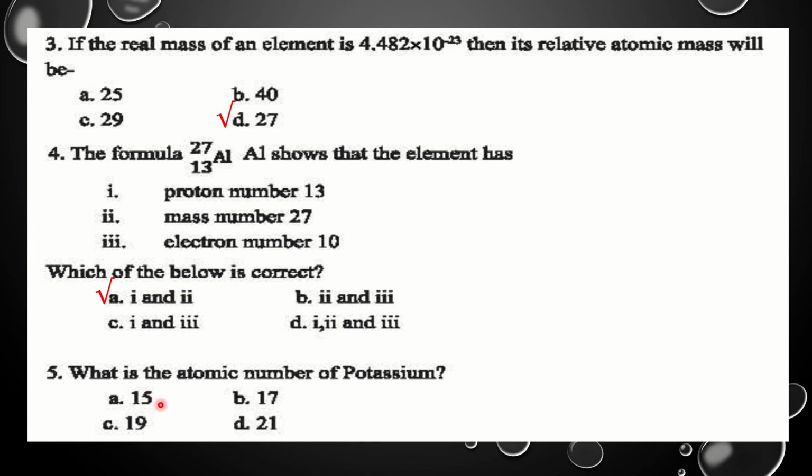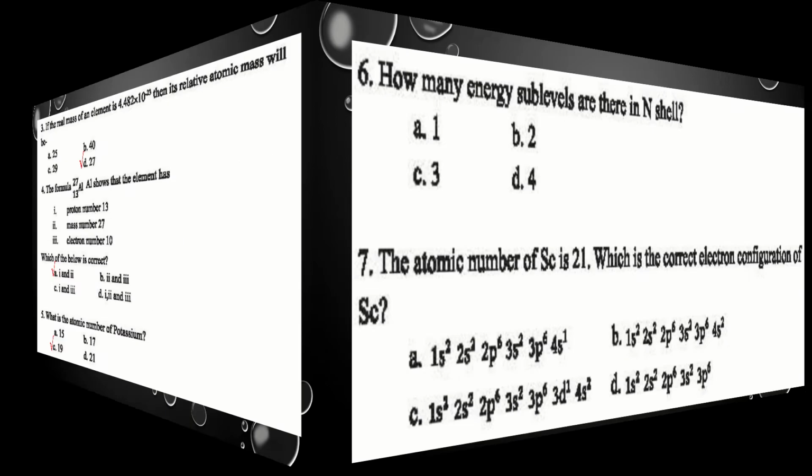Number 5 MCQ. What is the atomic number of potassium? We know the atomic number of potassium is 19. So, the answer is C, 19.